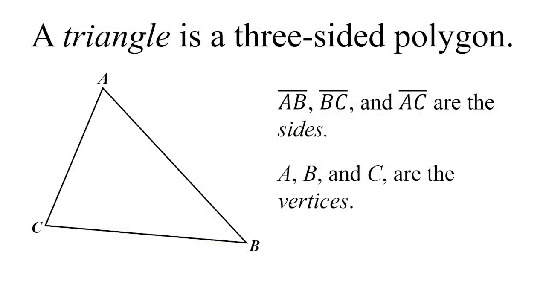Now, a triangle is a three-sided polygon. It is made up of three line segments: line segment AB, line segment BC, and line segment AC. They are called the sides. The point that connects each pair of sides is called a vertex. Vertices is plural for vertex. So point A, B, and C are the vertices.